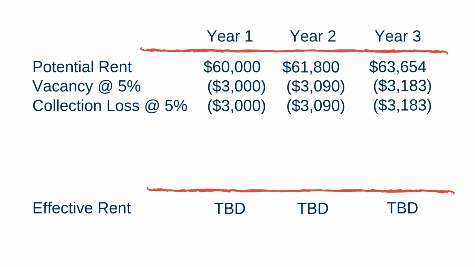Some investors combine vacancy and collection loss together. In this course, I'm going to ask you to separate them because I want you thinking about them independently.